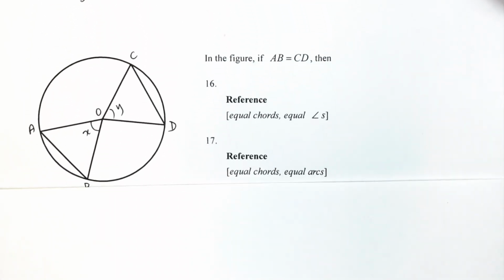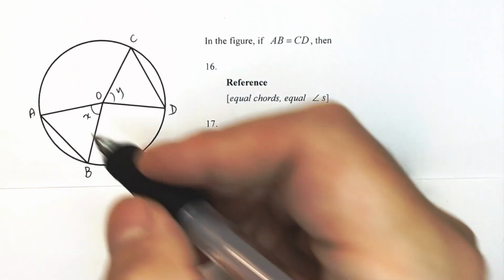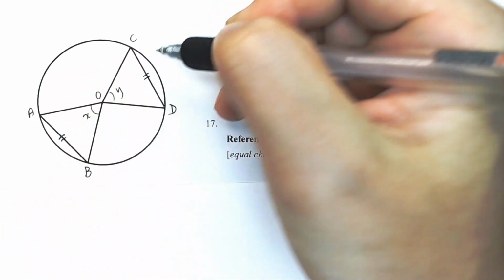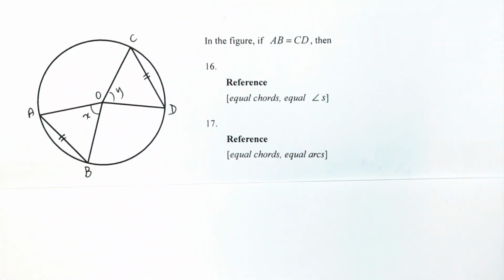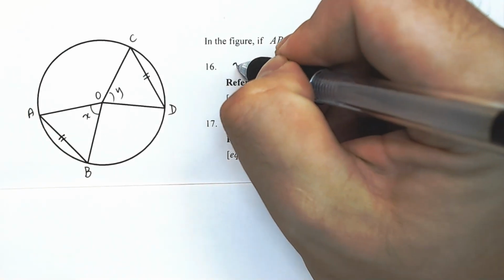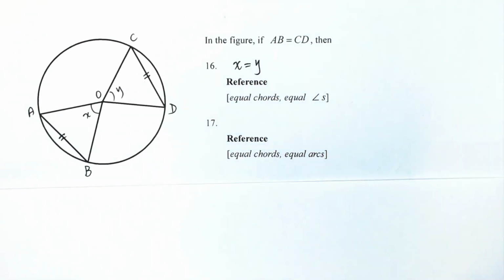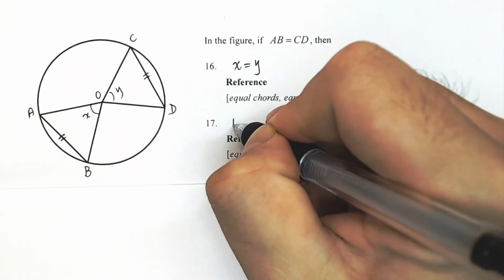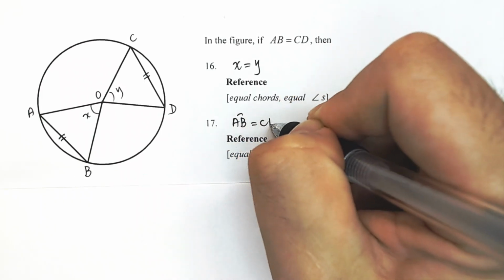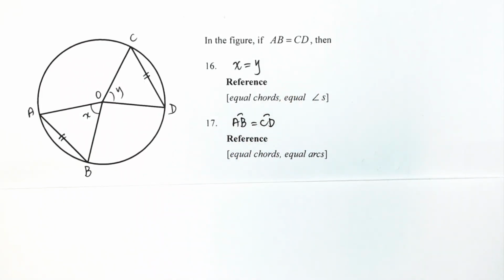And finally, if instead the chords given are the same, then based on congruent triangles, you should have the angles of the triangles being equal. So we have x equals y, and since x is equal to y, we can have the arc lengths AB and CD equal. So if you want to use these two results, you need to quote the reference: equal chords, equal angles, equal chords, equal arcs.